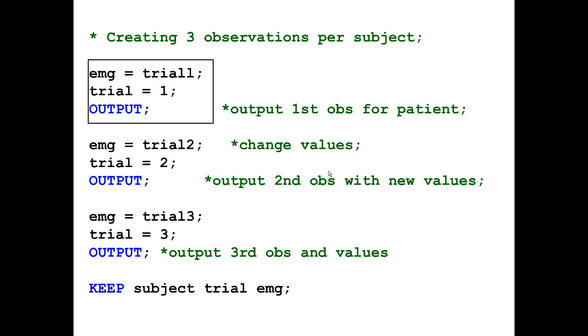Finally, the keep statement tells SAS to only include the listed variables in the SAS dataset. We include only the new variables plus subject. We don't need the old trial variables. They are all contained in the variable EMG, but on different records.